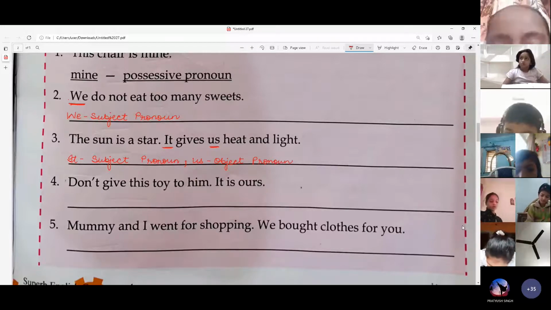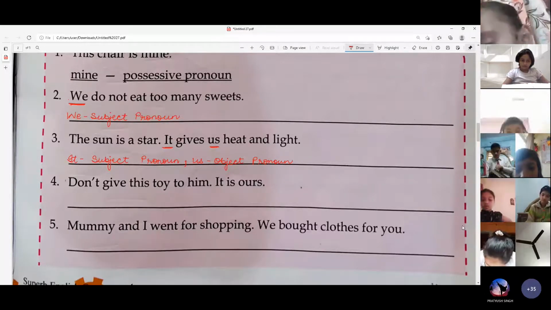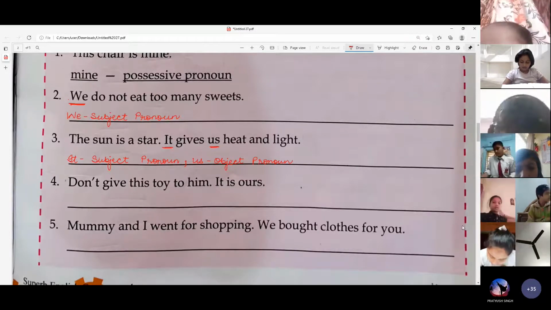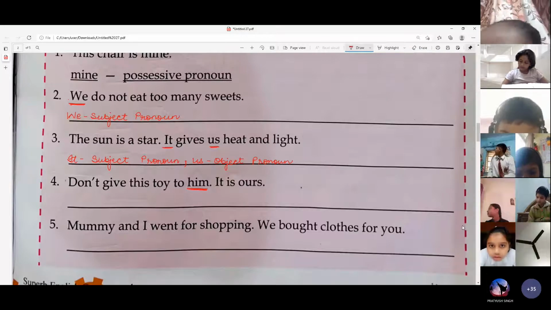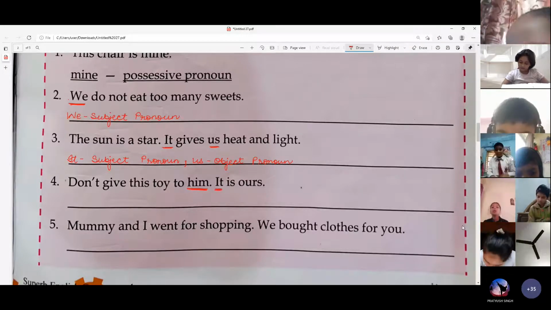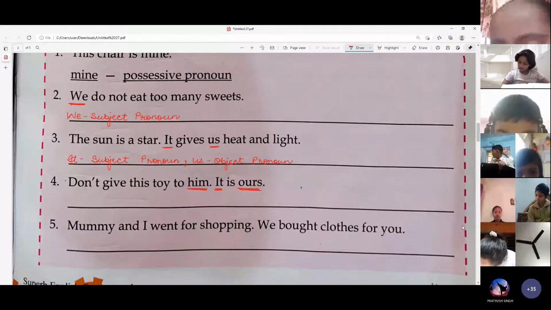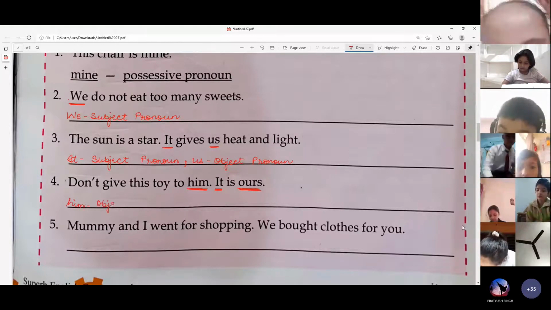Don't give this toy to him. It is ours. So here, him is also a pronoun. It is also a pronoun. Ours is also a pronoun. So him is what pronoun? Object pronoun. Very good.